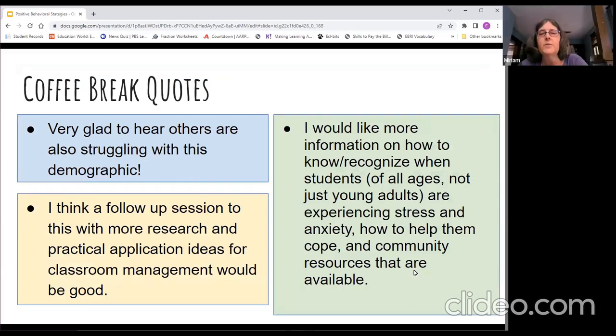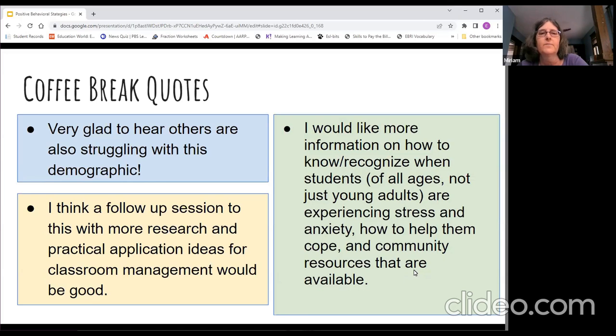We had a coffee break at the Language and Literacy Institute in January where we talked about this topic, but a coffee break is not really where you solve problems. Not that we're going to solve them today, but it was more of a time to talk and to see if people were even interested in the topic. And these were a couple quotes that we got on the eval. And we just thought we'd put them up here.